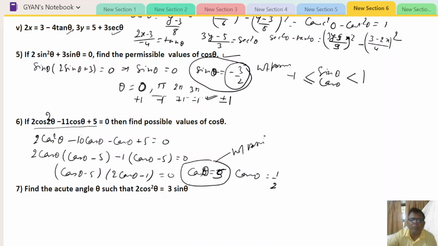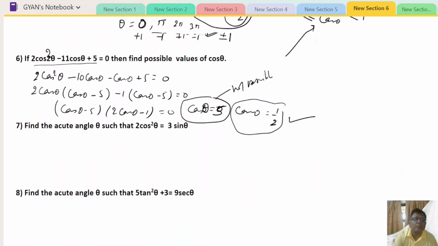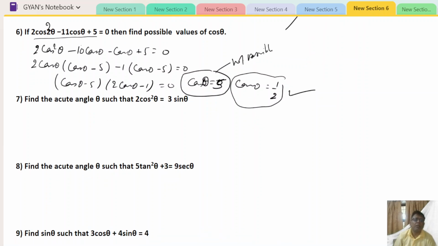Why? Same reason. So this is the only value of cos theta that is possible. Now come to the seventh question. Find the acute angle such that 2 cos square theta is equal to 3 sin theta.